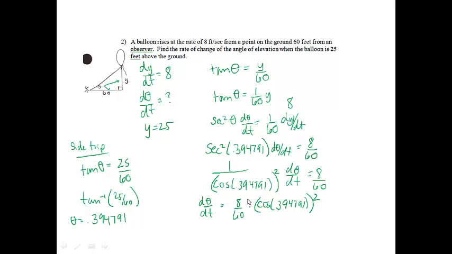And so that's pretty much it. When I type that all in my calculator, I will end up getting d theta/dt equaling 0.113. And since it's an angle measure, I was measuring in radians. And how often is it happening? It's happening every second. So that would be my answer for d theta/dt.